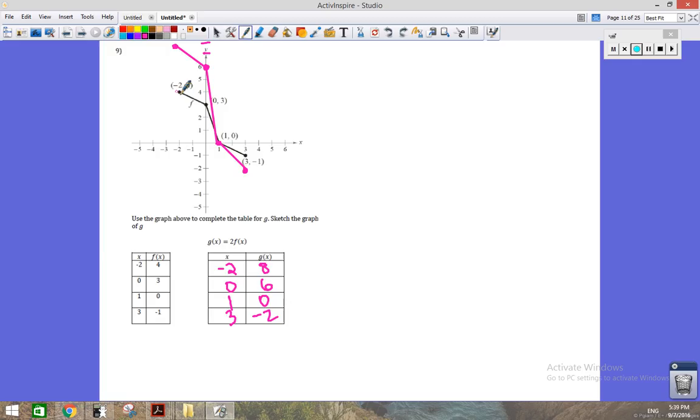So what do we observe? We observe that this y-coordinate of 4 got stretched by a factor of 2, and the coordinates of that point were negative 2, 8. The point here at 0, 3 got vertically stretched. That y-coordinate of 3 became a 6. So 0, 3 got vertically stretched away from the x-axis to the point 0, 6.